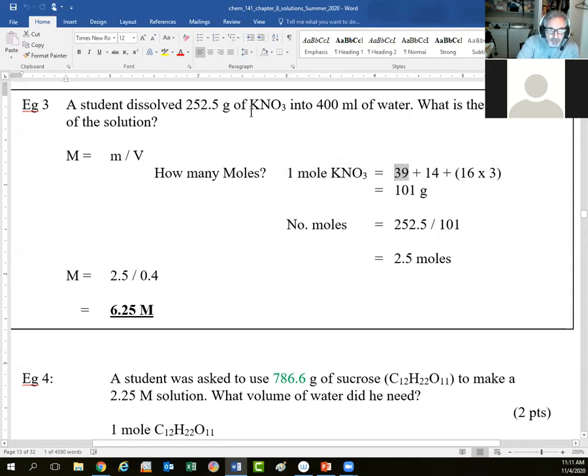39 grams for the potassium, as we said before, 14 for nitrogen, then 16 for oxygen, 3 times over. So just over 100 grams per mole. So the 252 grams divided by the mass of 1 mole that we just calculated comes to 2.5 moles. So 2.5 moles total, going into a volume of 0.4 litres. That's the 400 millilitres divided by 1,000 to convert to litres, one of our chapter 1 tools. And so the molarity of the solution is 6.25 molar.